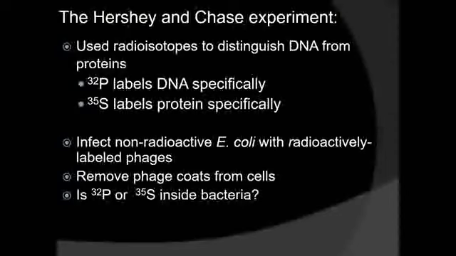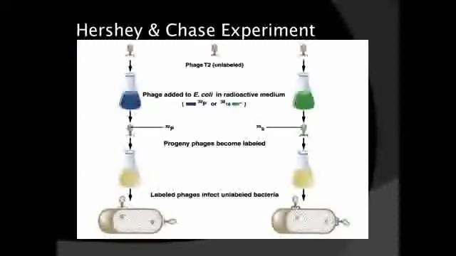So they infected the non-radioactive E. coli strains with radioactively labeled phages, and when the cells lysed, what was present inside bacteria? Was it the isotopic phosphorus, or radioactive sulfur? So this is the experiment, in which one culture contained labeled phosphorus, and one culture contained labeled sulfur in the bacteriophages, and the bacteria, the hosts, were unlabeled.